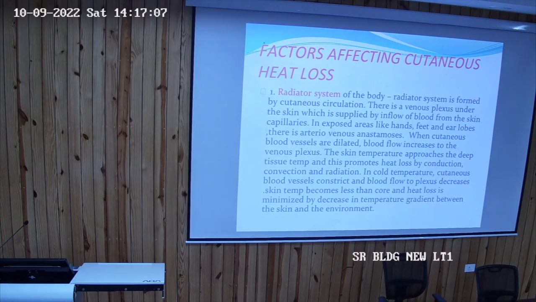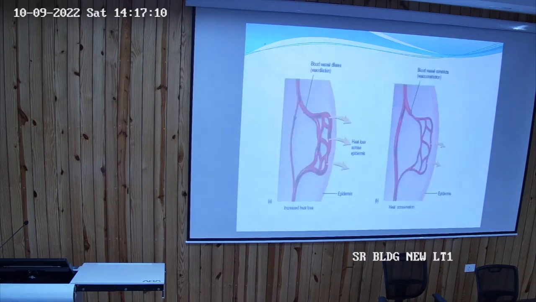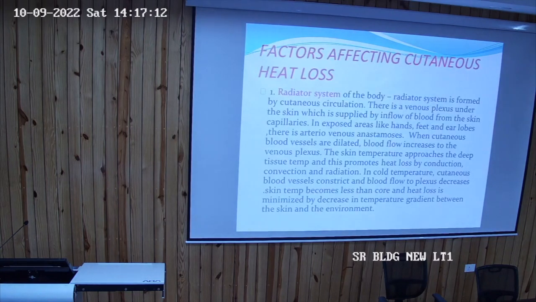Blood vessels constrict and blood flow to the plexus decreases.